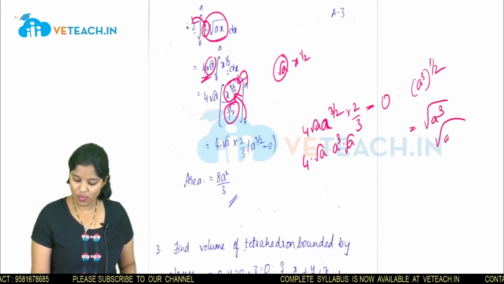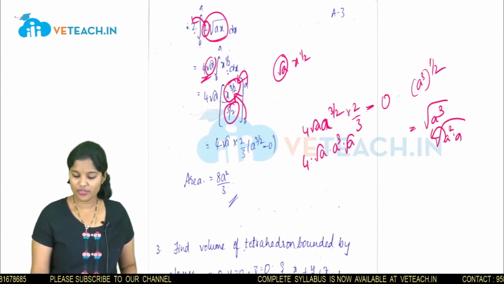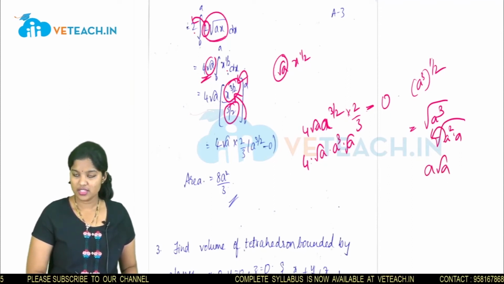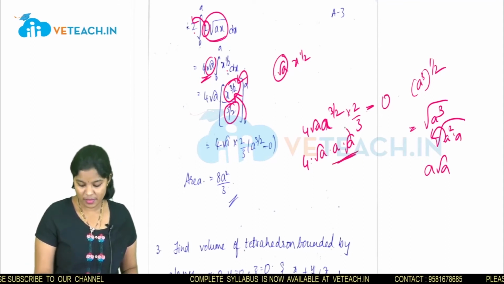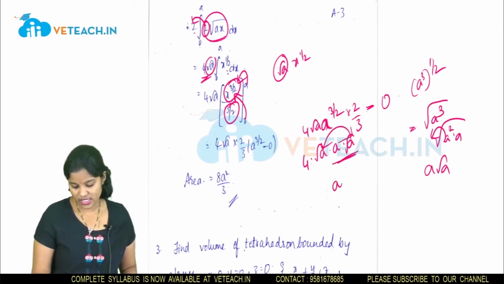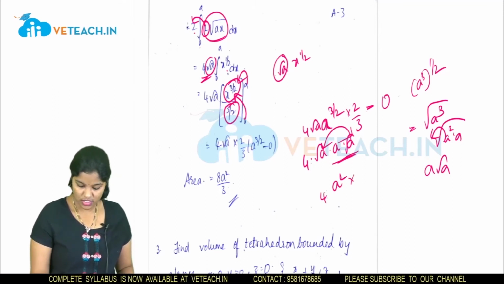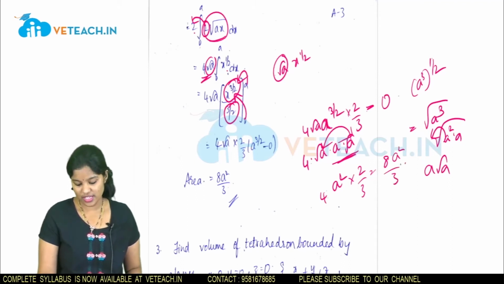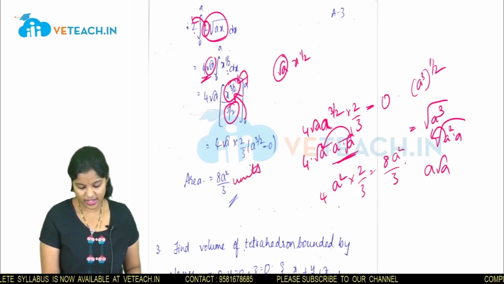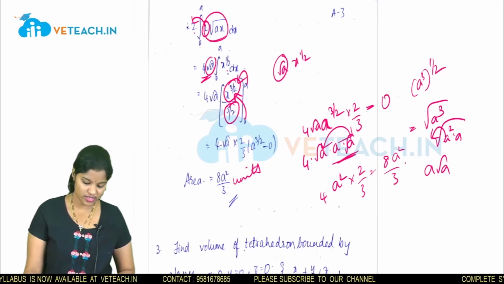In this we can take one a square outside of the root. What it will become? A root a. That's what I have written here. It is a root a. That means a into a will become a square. 4 into 2 by 3. 4 2s are 8. So 8 a square by 3 is our required area. We can write here as 4a square by 3 units.